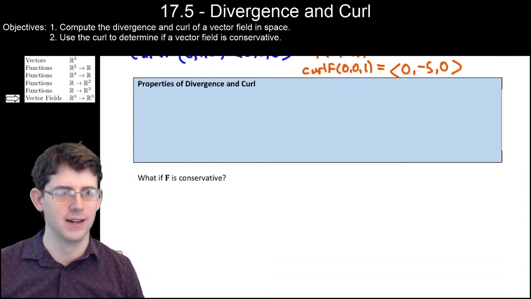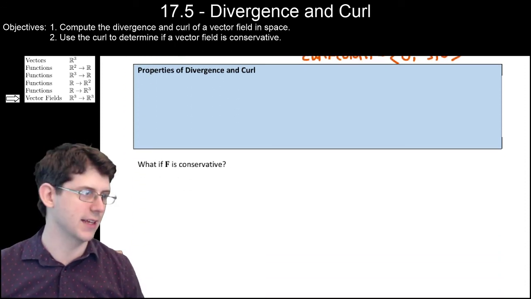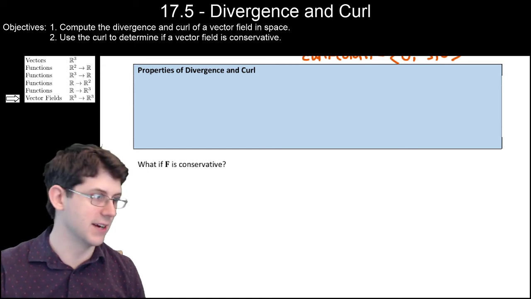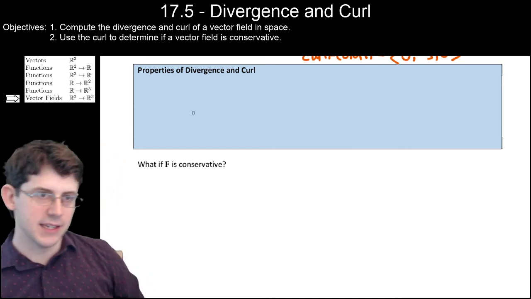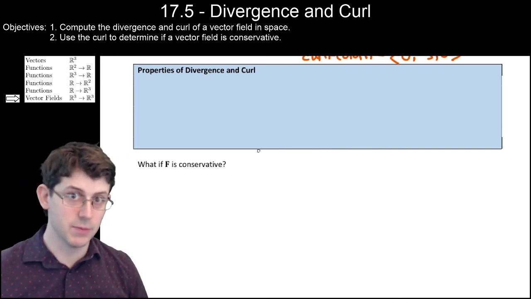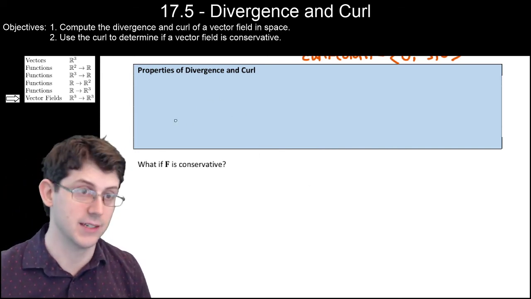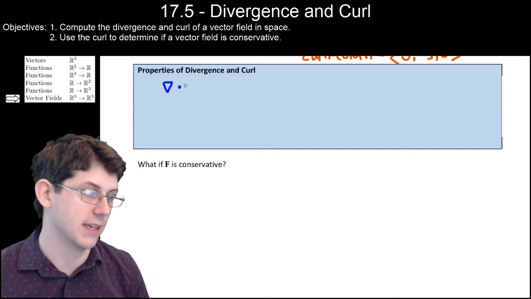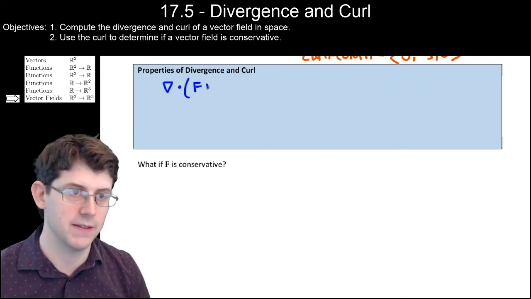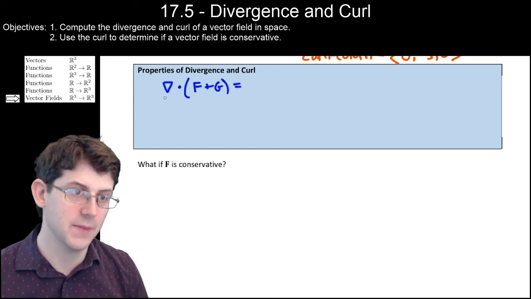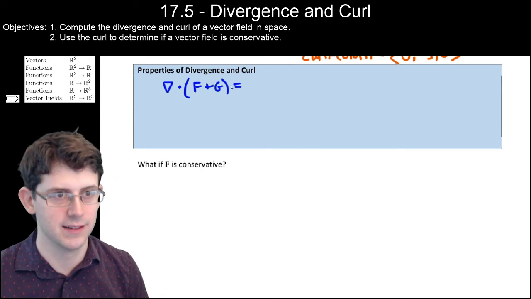Okay, that's curl and divergence. Let's see how they interact and how they interact with other stuff. The main thing is that because they are dot products and cross products, they behave the same way as dot products and cross products. So if you're doing del dot, that is divergence. If you have two vector fields and you add them together, well, the dot product distributes.